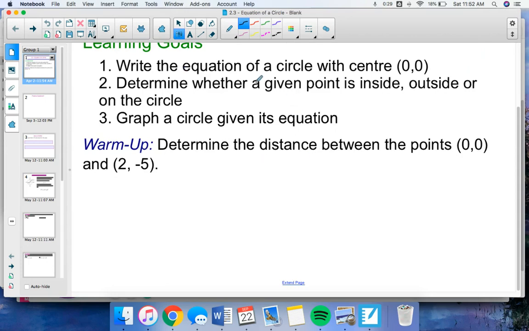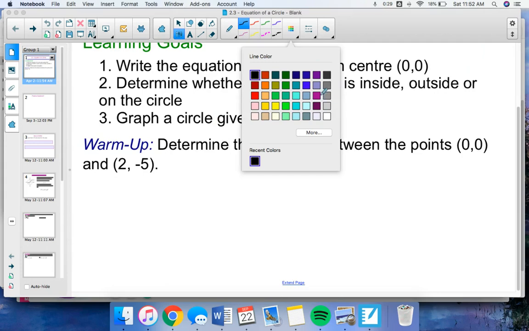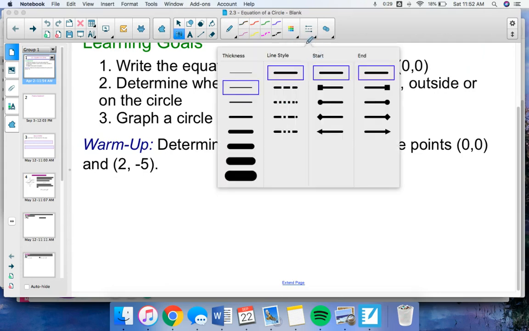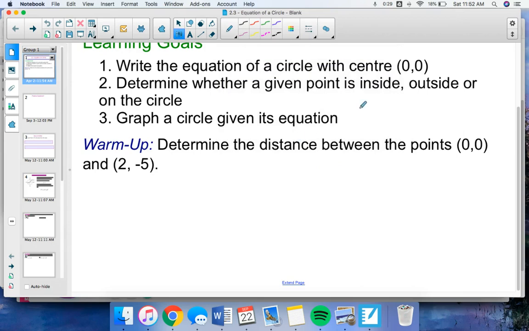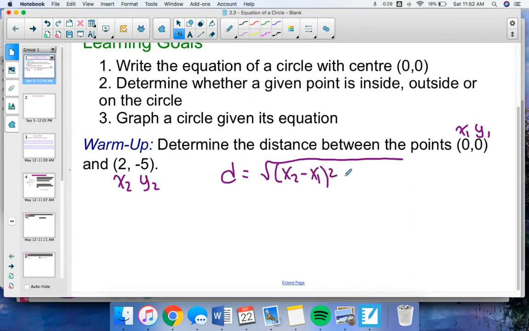So determine the distance between the points 0, 0, and 2, -5. So first things first, let's label our coordinates. So if we have x1, y1, x2, y2, remember our distance formula is d equals the square root of x2 minus x1 squared plus y2 minus y1 squared.